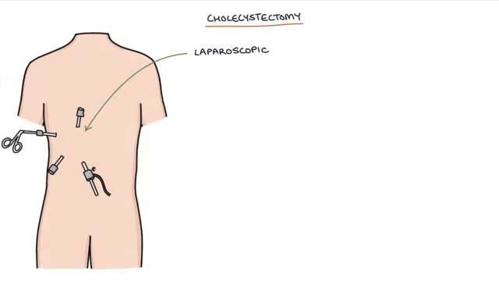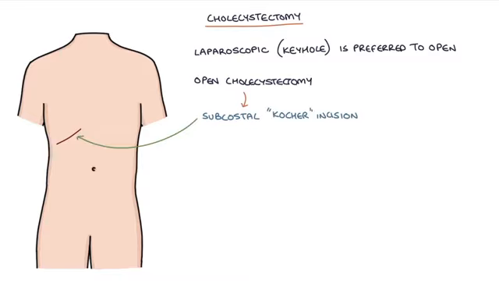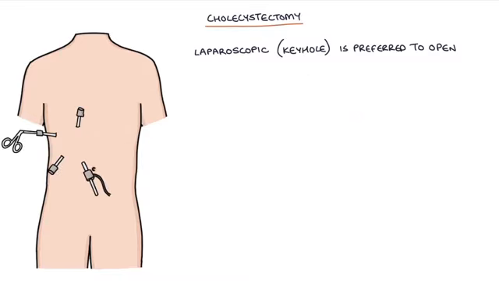Laparoscopic cholecystectomy or keyhole surgery is preferred to open cholecystectomy. An open cholecystectomy involves a right subcostal Kocher incision. Laparoscopic cholecystectomy has fewer complications and a faster recovery time.